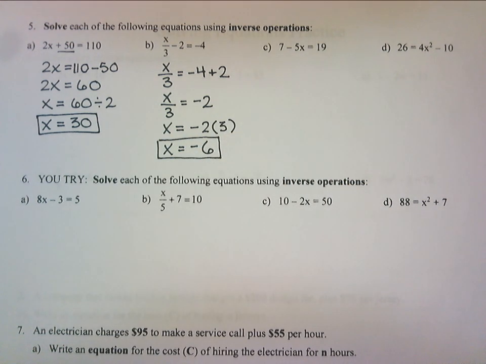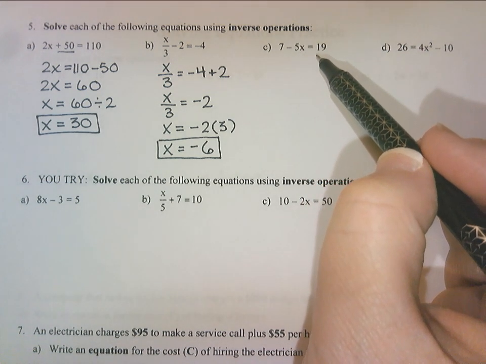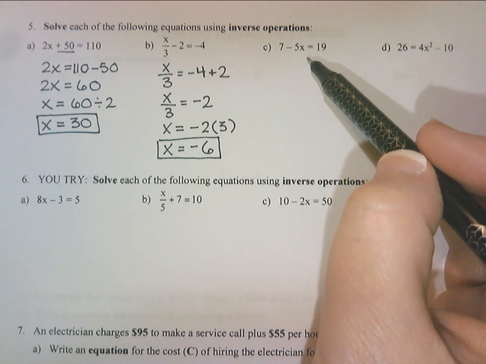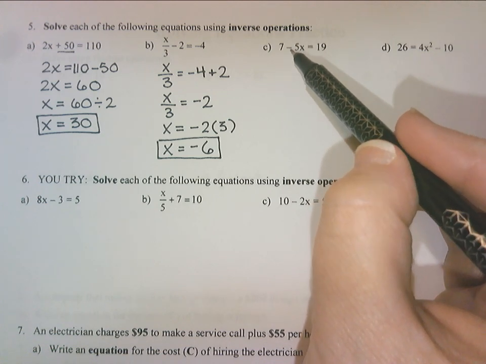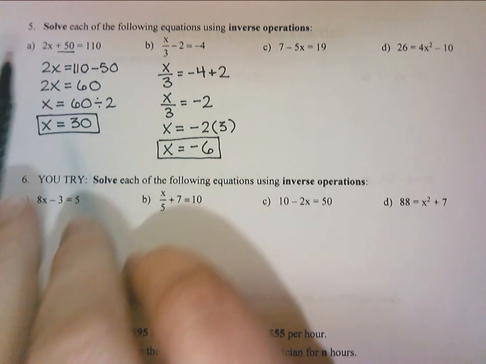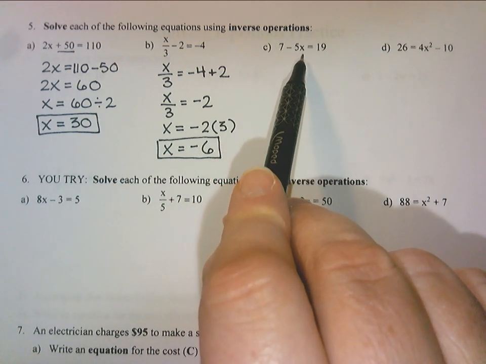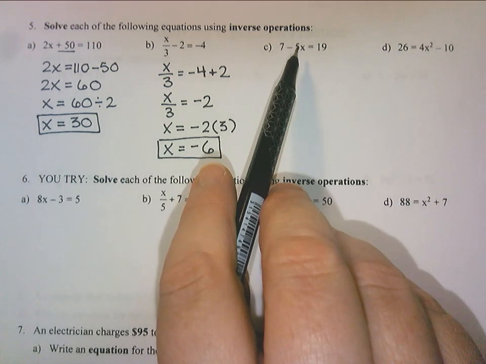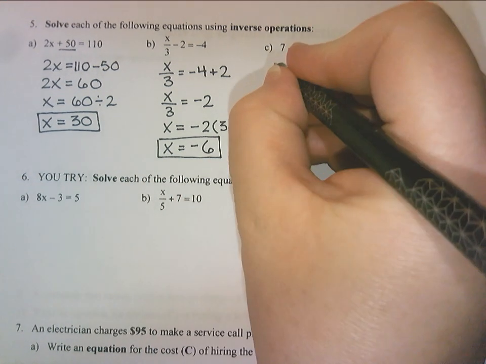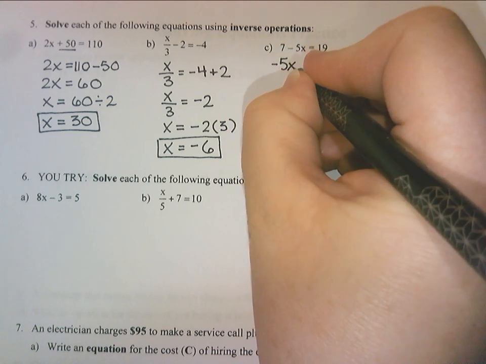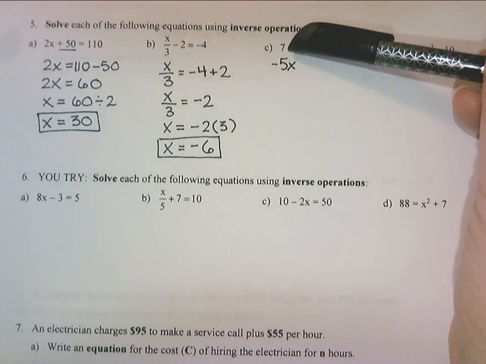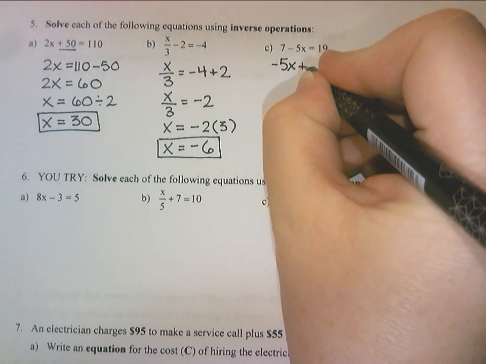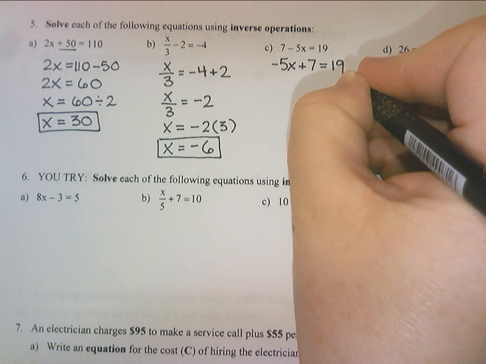All right, the next one, I don't really love the way it's written. So I have 7 minus 5x equals 19. Now I find that students do better if the one that has the x comes first in the equation. So I am going to trade the spots of those 2 terms. But that minus sign belongs to the 5x. So the minus sign is going to stay with the 5x, and then that 7 is a positive 7. It has a secret little plus sign in front of it. So that's going to be plus 7 equals 19.